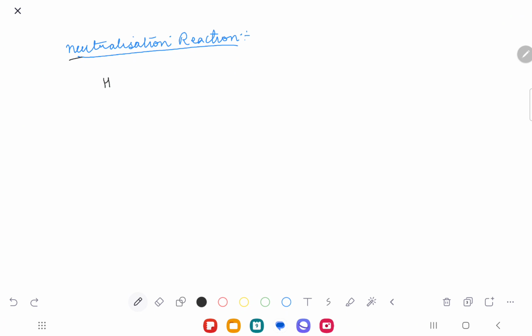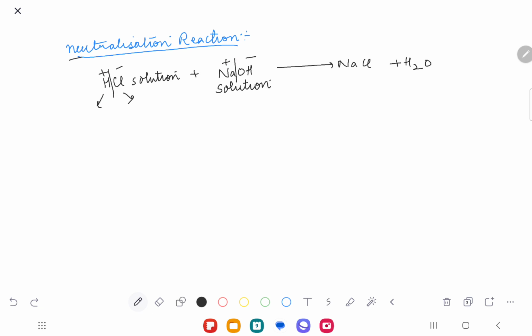So let's suppose I have HCl solution plus NaOH solution and I mix them. So I know definitely NaCl plus water is going to be formed. Are you understanding? Because HCl is going to break into H plus and Cl negative, and NaOH is going to break into Na plus and OH negative. So the positive shall go with negative and the positive shall go with negative.